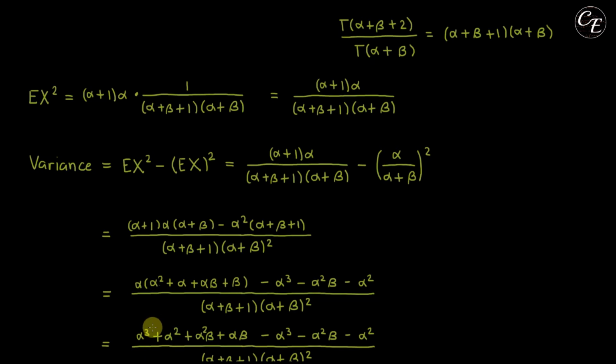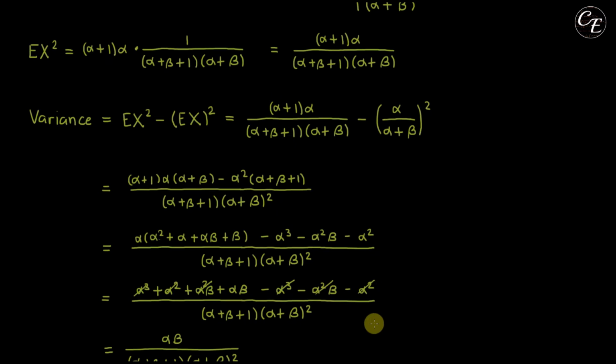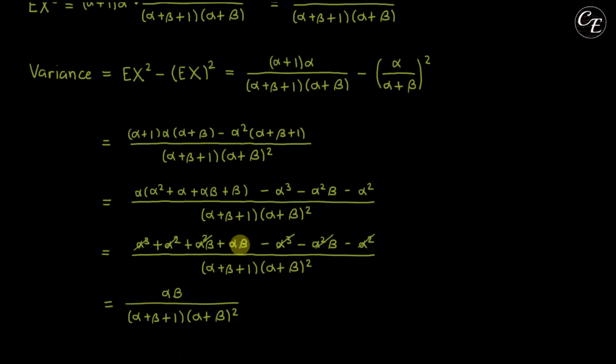Now we can cancel out this alpha raised to 3 and minus alpha raised to 3, this alpha squared beta and this minus alpha squared beta, this alpha squared and minus alpha squared. So we're left with alpha beta in here over this common denominator in here. So now we have our variance for the beta distribution, which is this one.